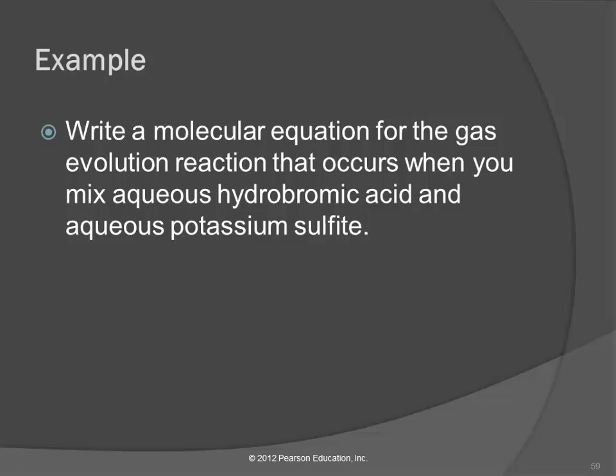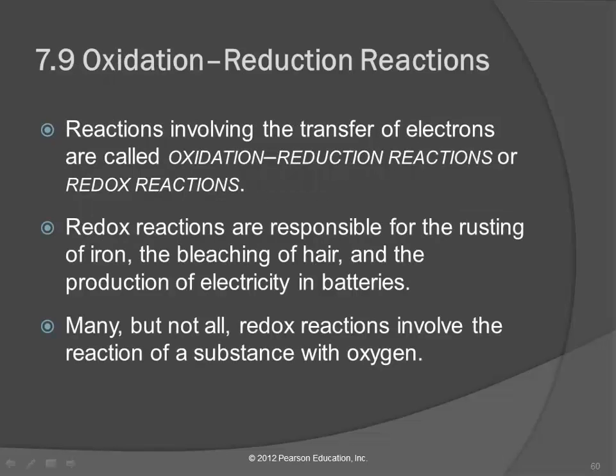Write a molecular equation for the gas evolution reaction that occurs when you mix aqueous hydrobromic acid and aqueous potassium sulfite. So we have to write the formulas for the reactants first. Hydrobromic acid, that's an acid. It's going to start with hydrogen. The name hydrobromic tells us it's just hydrogen and bromine. Bromine in the periodic table, if it makes an ion, makes a -1 ion, and so it's got 1 hydrogen, and so we got HBr.